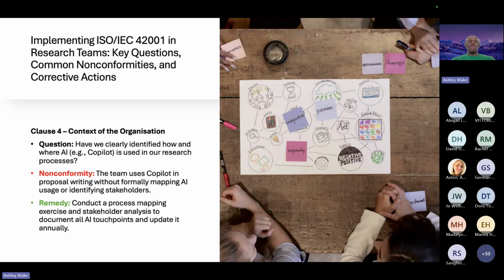So for clause 4, for the context of the organization, of why we're using the AI system, the question would be, we've clearly identified how and where we're going to be using the tool, in this example, Copilot, in our processes. And that's why we're moving forward with the tool. But non-conformity would be where the team uses Copilot in proposal writing without formal mapping of AI usage or identifying stakeholders. So how would you remedy that? You would conduct a process mapping exercise and stakeholder analysis to document all AI touchpoints, and you update it annually or more frequently if required.